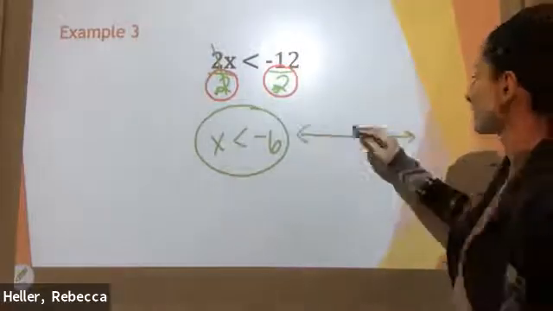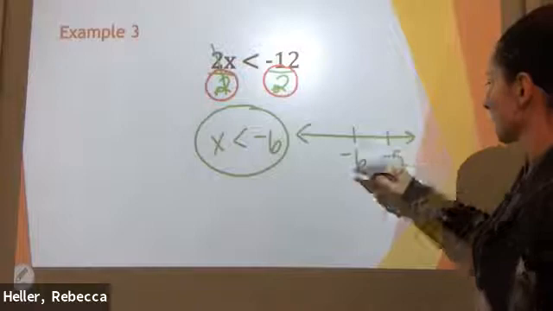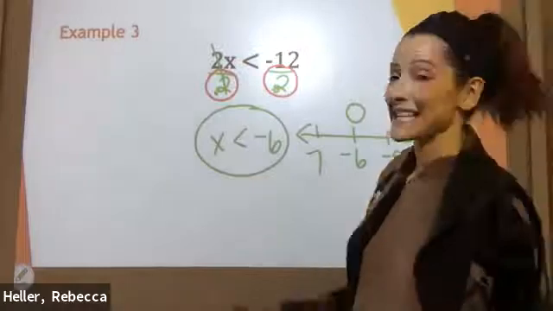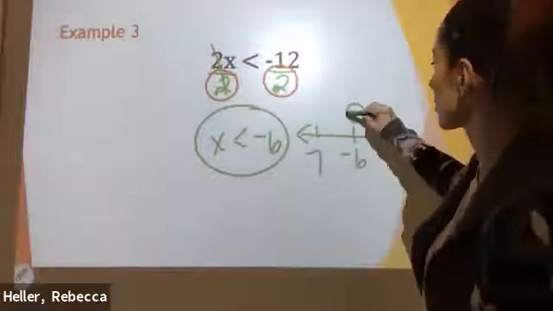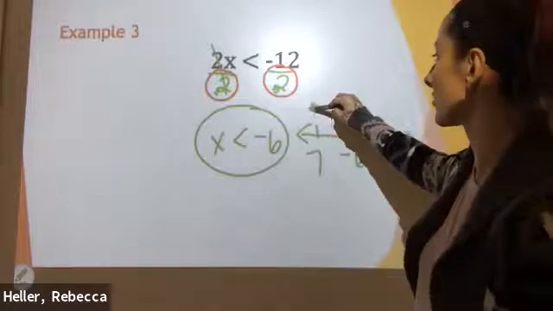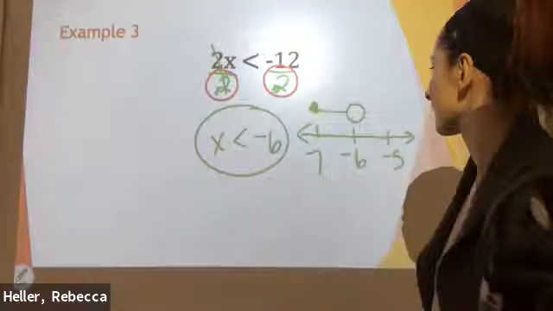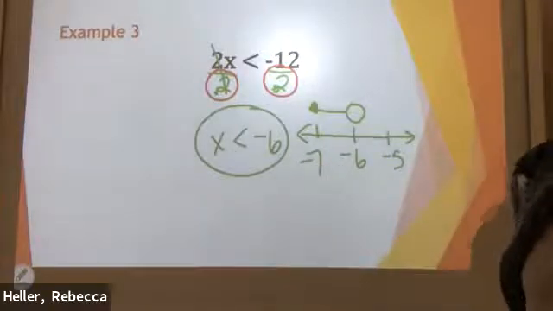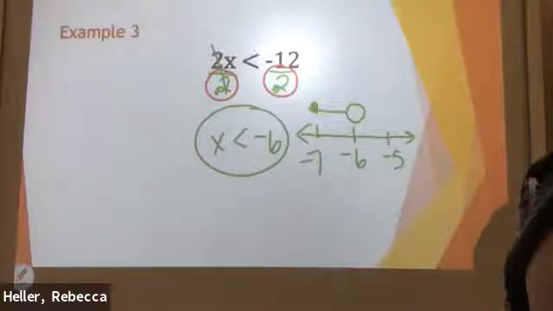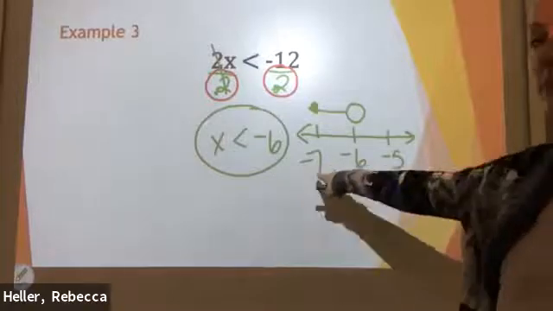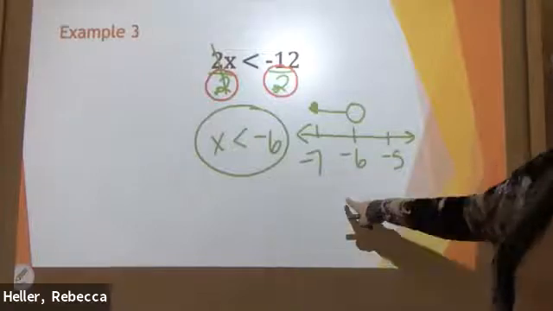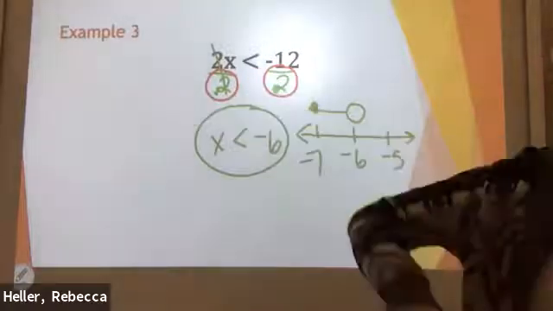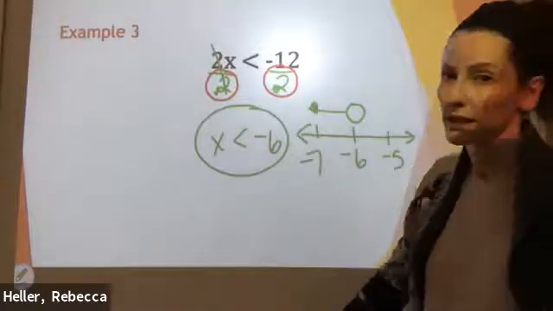To graph, put an open circle above the -6 because it's just less than. And less than goes to the left as long as the variable is on the left, which it is. Little side note, be careful when you're drawing your number lines with negative numbers. People tend to write them in the wrong order. So just be careful. Negatives go backwards because they go to the left as they get smaller. The numbers look like they get bigger.